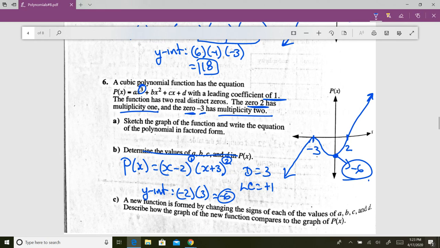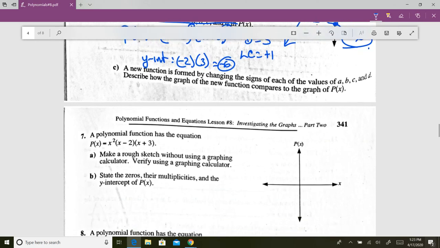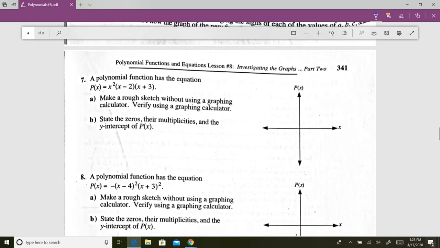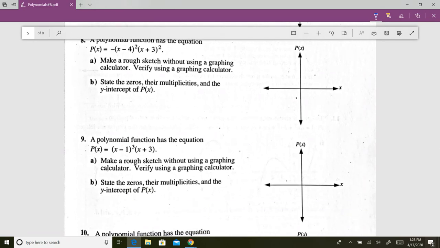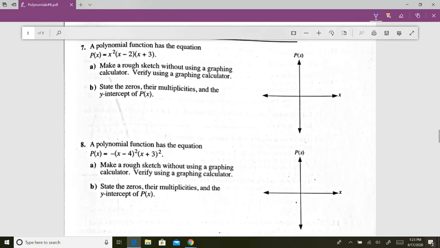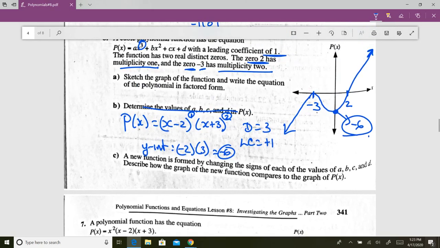All right, I hope that makes sense. Email me if you have any questions. Oh, and just for these ones, I just wanted you to do a quick sketch. They've already given it to you in factored form, so you just really have to practice sketching. That's all I'm looking for here.